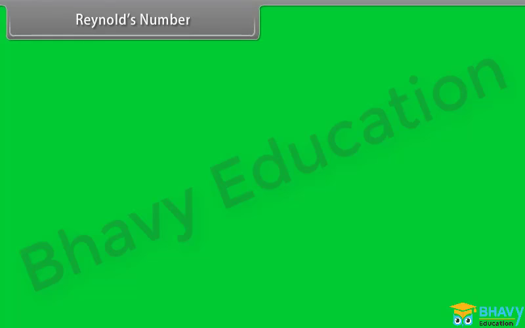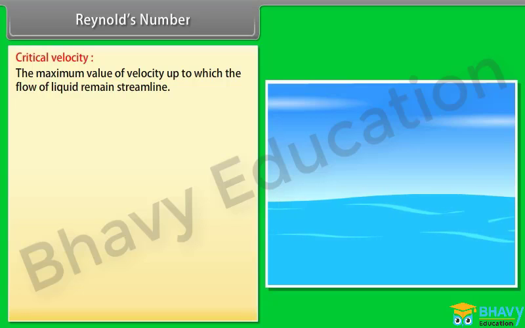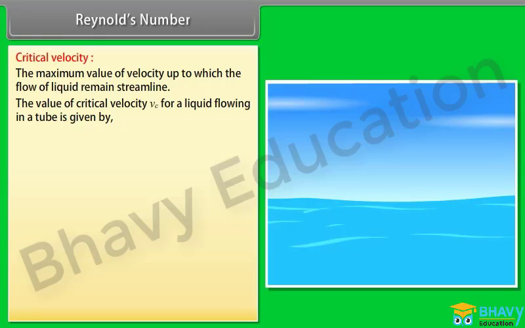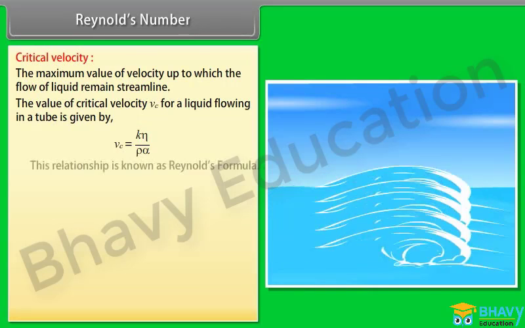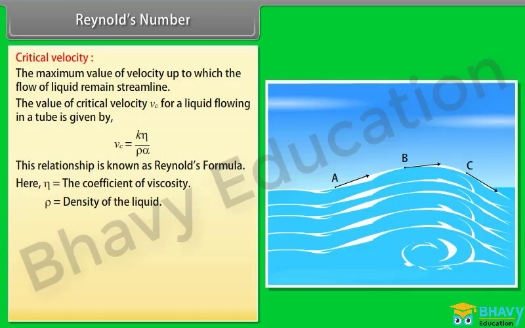Reynolds number. Critical velocity is the maximum value of velocity up to which the flow of liquid remains streamlined. The value of critical velocity Vc for a liquid flowing in a tube is equal to K into eta upon rho into a. This relationship is known as Reynolds formula. Here, eta is equal to the coefficient of viscosity, rho is equal to density of the liquid, a is equal to radius of the tube, K is equal to Reynolds number.